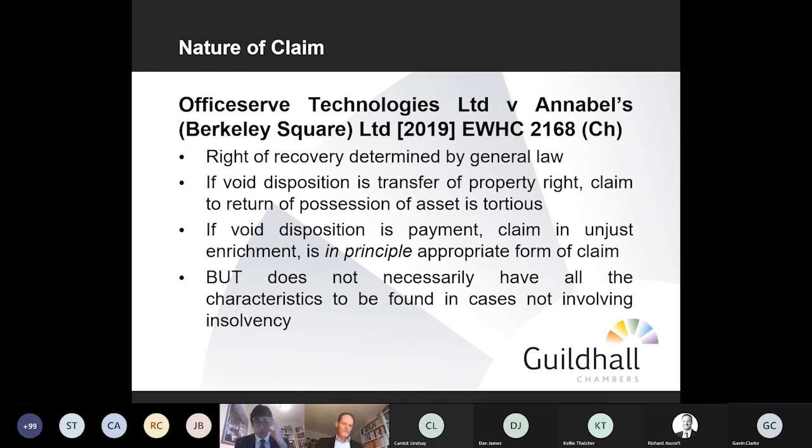But most commonly, we'll be looking at cases where the disposition is payment of money. And because money, or certainly the payment of money, is an intangible concept, because usually we're talking about the transfer of value in a bank account rather than handing over physical cash, the starting point is that the claim's not a tort claim, it's a claim in what we now call unjust enrichment.